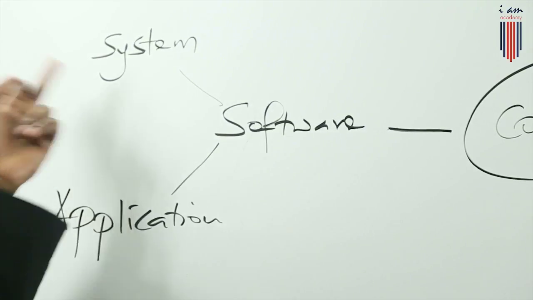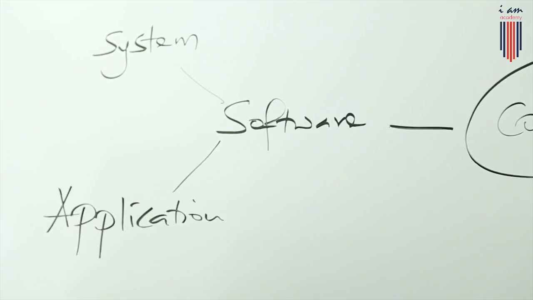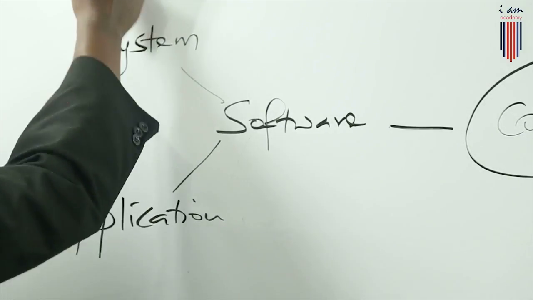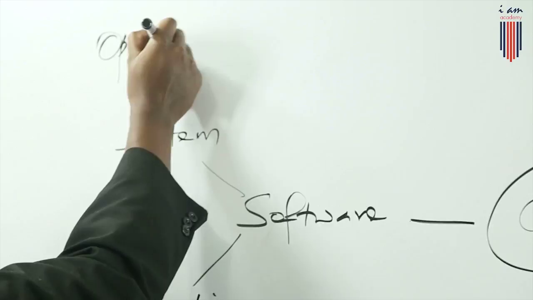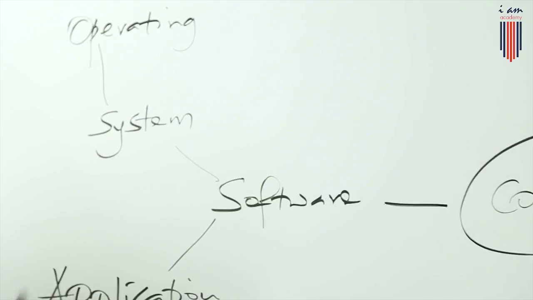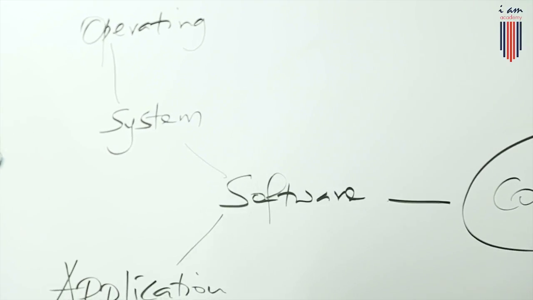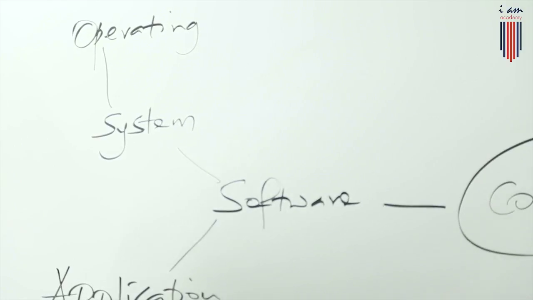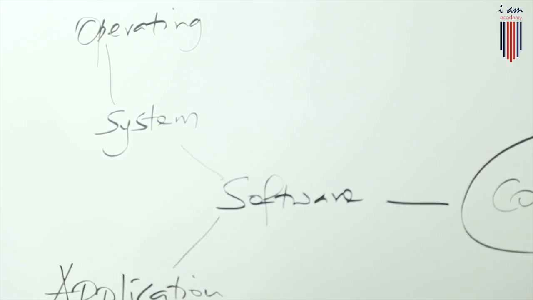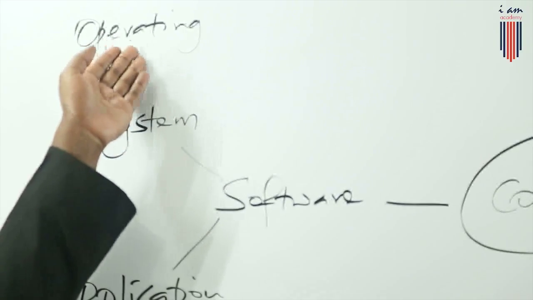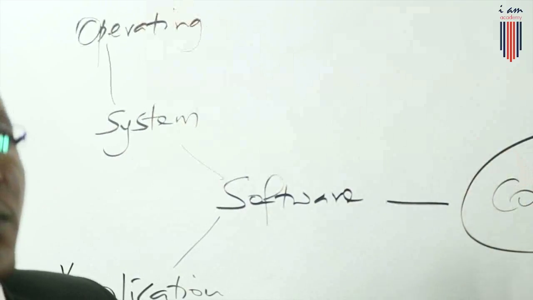The most commonly known system software is the operating system. The operating system, you will have come across Windows, Linux, the disk operating system, and so on and so forth. Those are operating systems. They are the ones that control the operations of the computer.